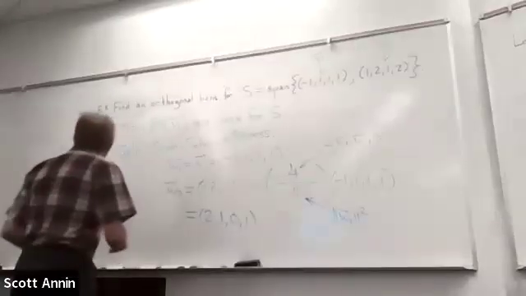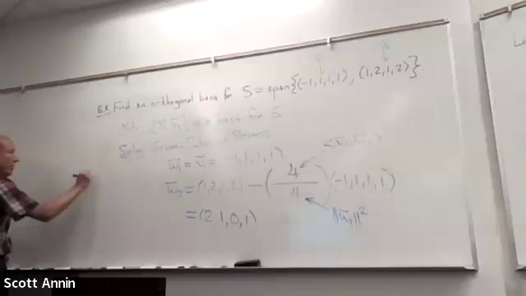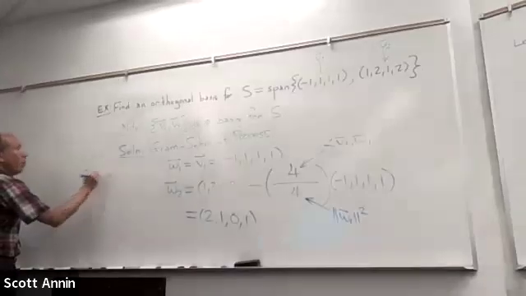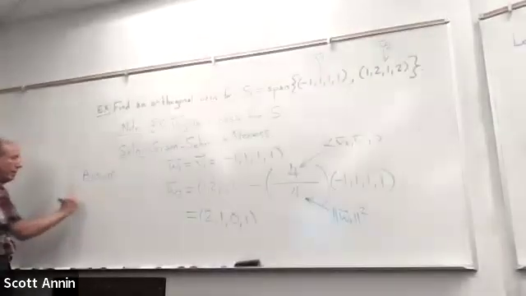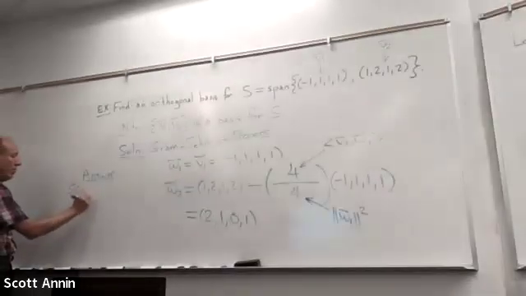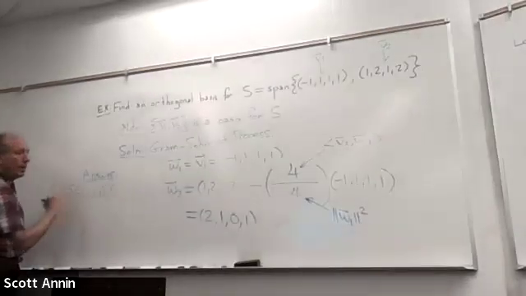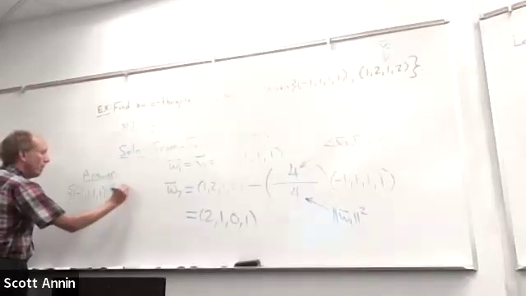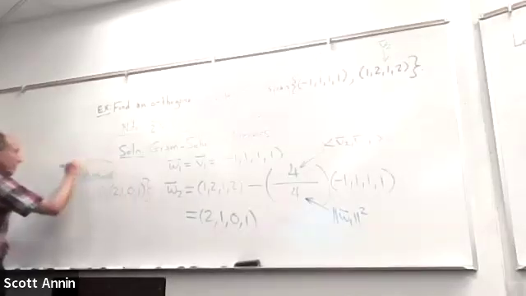Okay, and so my final answer, I think I'm going to put it over here, guys. My final answer for my orthogonal basis would be the set with -1, 1, 1, 1. And then the second vector is 2, 1, 0, 1.